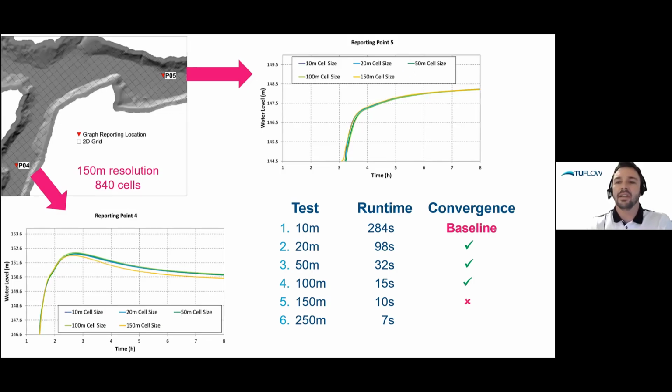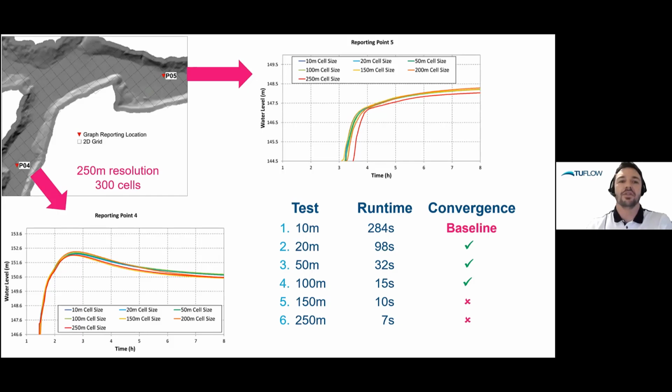When we start going bigger than that though, at 150 and 250, the resolution is simply too coarse and we don't get an accurate result. And you can see that, especially at reporting location 5 in the top right, where the orange and the pink line has shifted away from all the other results.